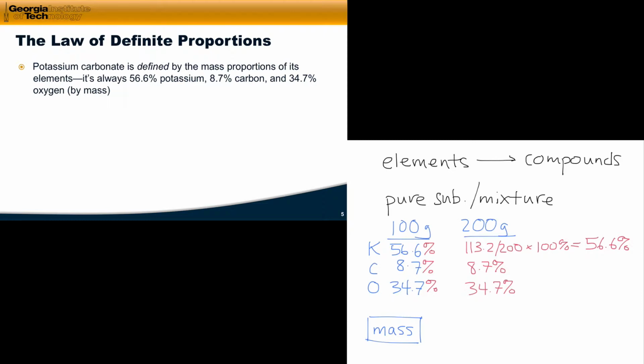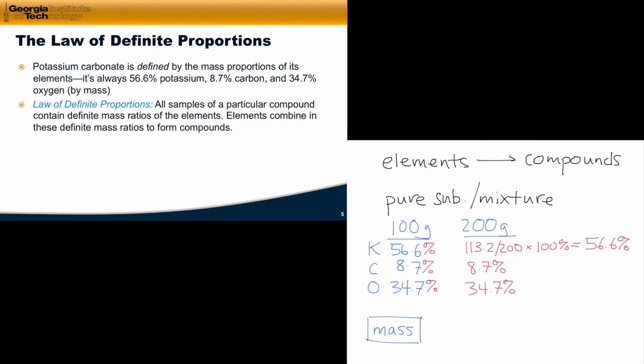We can do the same type of experiment for a huge variety of different compounds, and that leads us to the law of definite proportions. So in general, no matter the identity of the compound, all of the samples of a particular compound contain definite mass ratios of the elements, which are reflected in these mass percentages that we see that are uniform, independent of the mass of the sample.